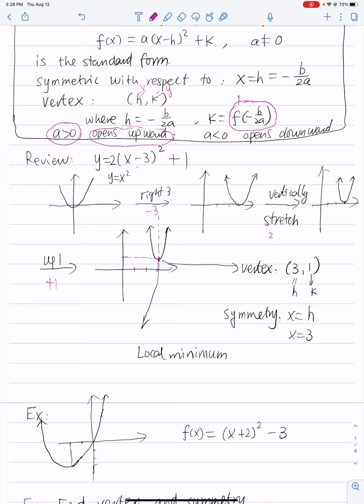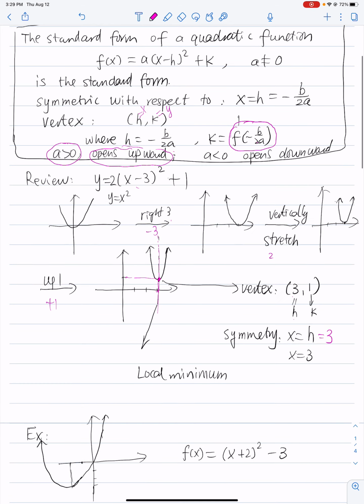And the symmetry, look at what it means. It means the parabola is symmetric to what line? The symmetry, you can see, is going through here. It's x equal to, the vertical line here. X equal to the coordinate h, which will be 3 here. Okay, 3 here, yeah? So then when we compare with the standard form, x minus h, here is x minus 3. So what is h here? H is 3. And what is k here? K is equal to 1.